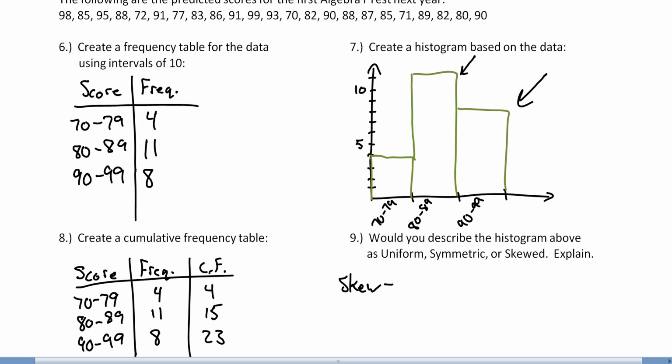If you interpret it that way, you could also say that it's symmetric, and you can make the argument there. You could say, oh, the high point is in the middle here, so that shows that it's symmetric. And these are relatively close, a 4 and an 8, probably not as close as we would like, but you can make an argument either way. So just have a written explanation of either one of those things. Okay.